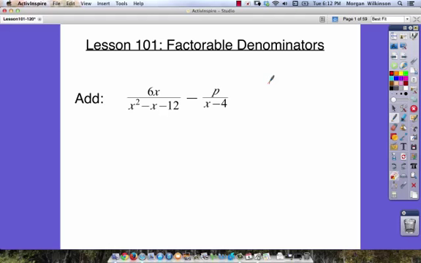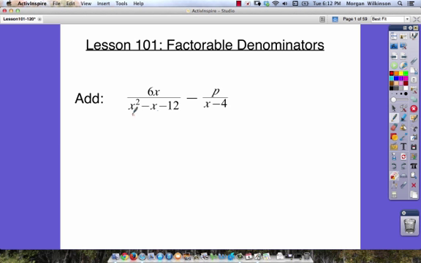Lesson number 101 is about factorable denominators. And the title of this lesson is going to help us see what we need to do. In this problem, we have to add. We're given these two fractions. We're going to have to factor the denominator as much as we can.